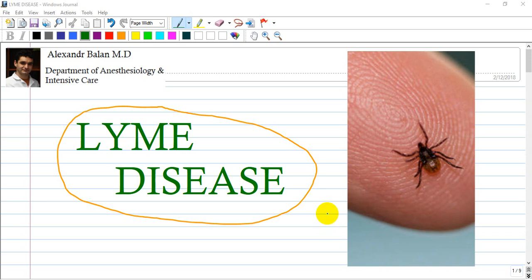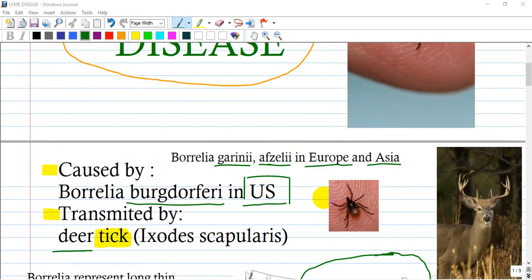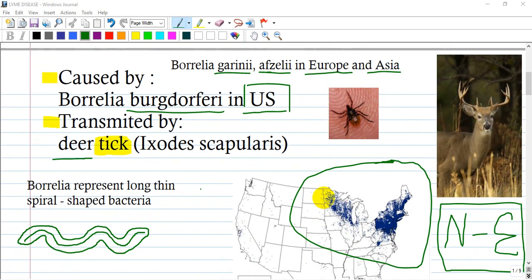Alexander and today we will talk about Lyme disease. A classic presentation during a patient-physician encounter looks like this: a patient comes with a rash on one hand or another part of the body, and also a history of camping, hiking, or anything related to the forest. So let's review step by step everything related to Lyme disease.